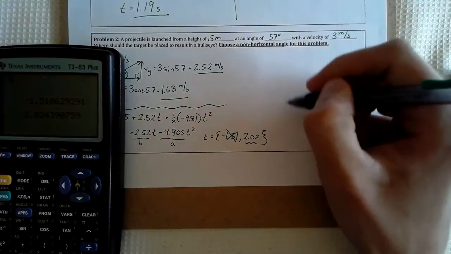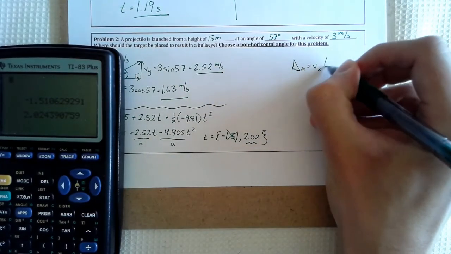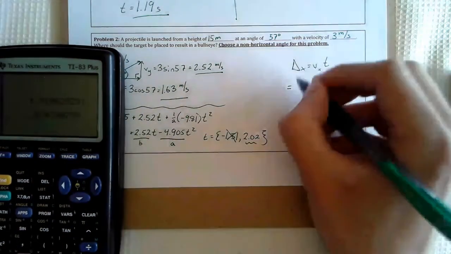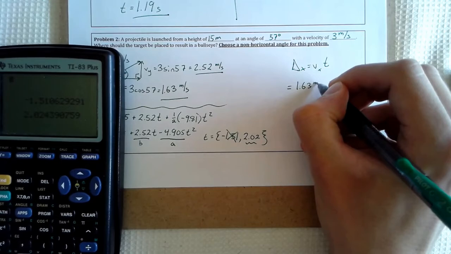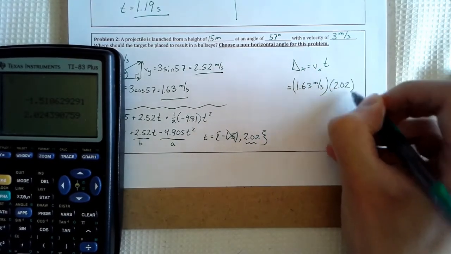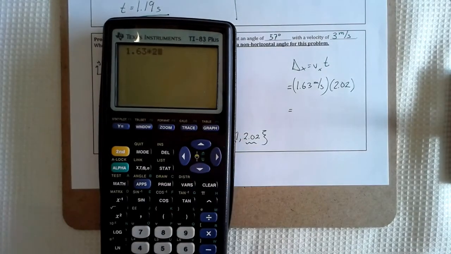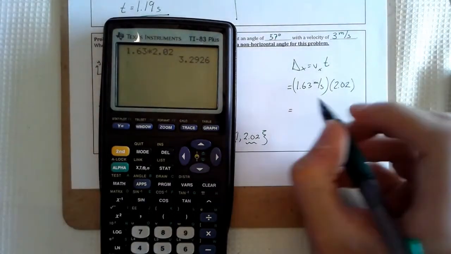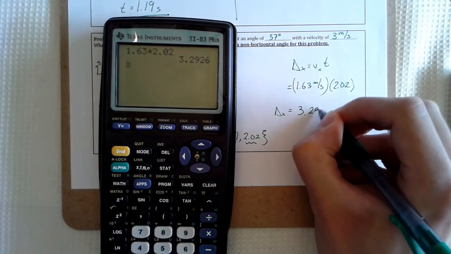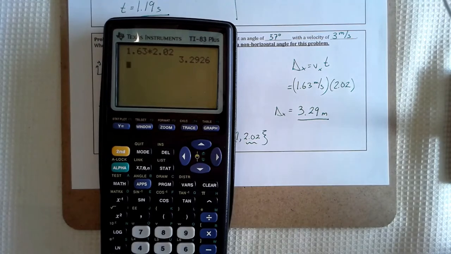And then we'll just finish it off with the range, dx times t. So our x velocity, the same the whole time. We found that in step 1, 1.63 meters per second times a time of 2.02 seconds. And our range looks like 3.29 meters.